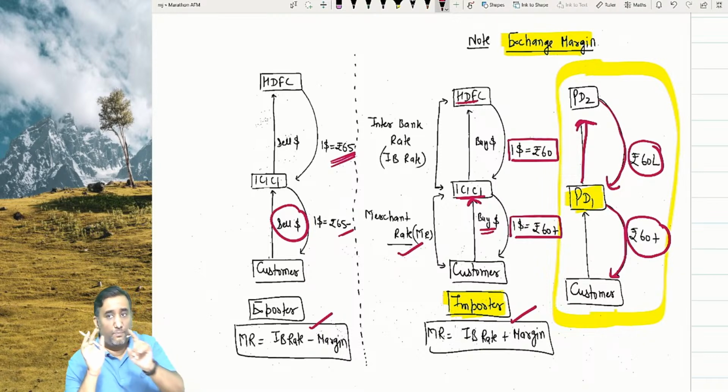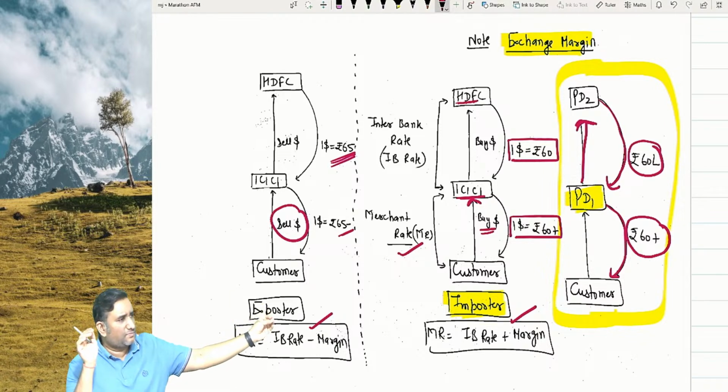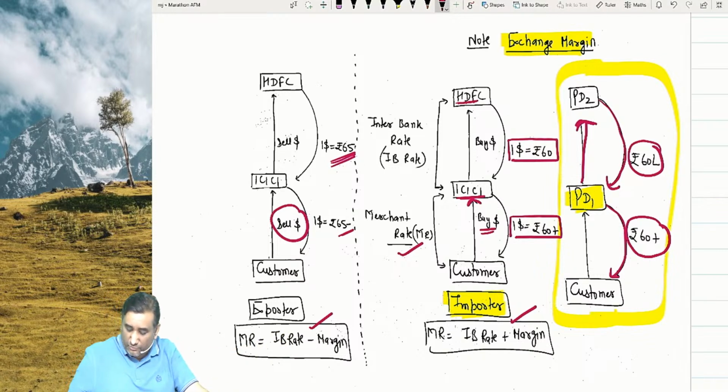Second, between you and me, rates would be the merchant rate. Between bank and bank, the rate would be the interbank rate. Between you and me, quotations are from my point of view. Between me and someone else, quotation would be from a different bank's point of view, that means the seller's point of view. So margin would be, in case it's an importer case, add margin. In case it's an exporter case, subtract margin.